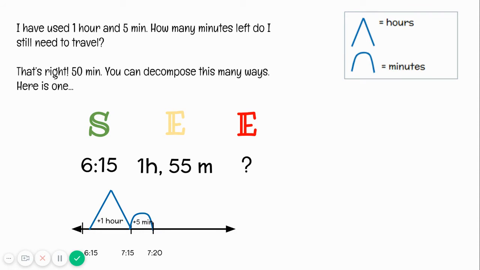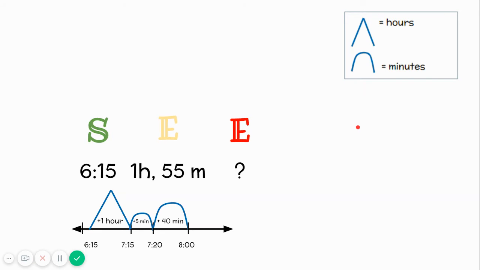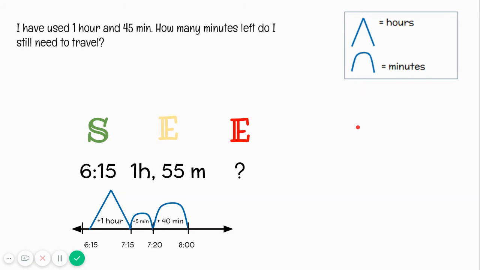You can decompose this in many ways, but here's one way to do it. We could do 40 minutes. So I'm taking 40 out of my 50, decomposing it to 40, and that'll put me at 8 o'clock. What do I have left? What do you think I jumped in 40 minutes? I have used 1 hour and 45 minutes. How many minutes do I still need to travel?